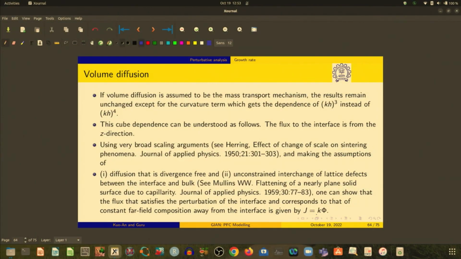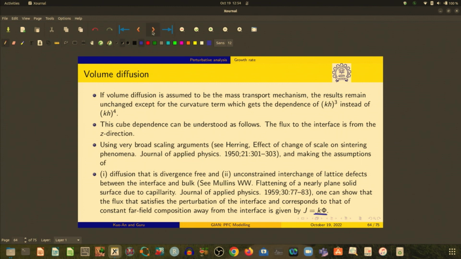Making those two assumptions, you can show that J is nothing but k phi. Remember, surface diffusion gave J as what? Del phi, but in this case J is just k phi. These are really nice arguments and very beautiful arguments, both in Herring's, and Mullins' paper is also a classic. Those of you who have done dendritic analysis, Mullins-Sekerka. So, this is basically a precursor to Mullins and Sekerka. So, he takes a flat solid and puts an undulation and sees what happens, doing a linear stability analysis. So, that is this paper, and Herring's is also very nice.